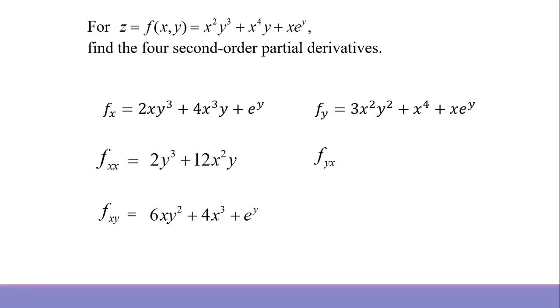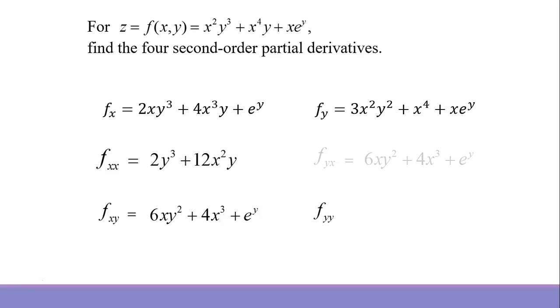Now to get the partial derivative of that with respect to x, we'll look at f sub y, and we'll consider the x to be a variable and the y to be a constant. So the derivative of x squared is 2x times our constant 3y squared, so that's 6xy squared. The derivative of x to the fourth with respect to x is 4x to the third. And the derivative of our third term, x e to the y, since x is our variable and e to the y is our constant, is just our constant, e to the y.